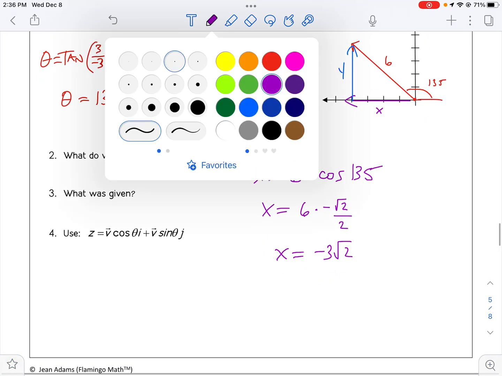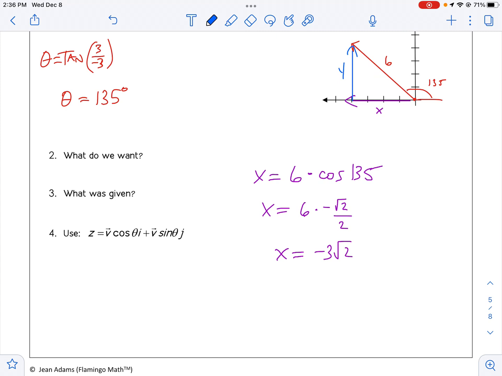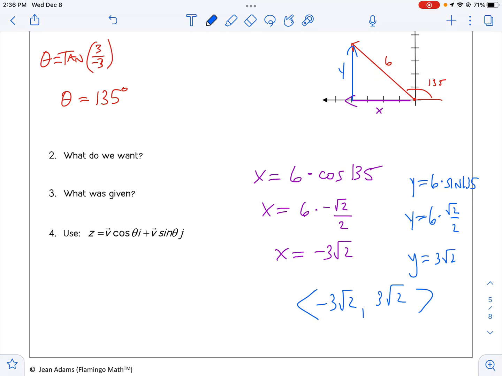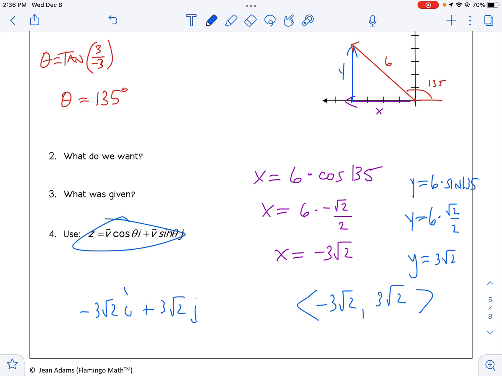And then my y component would be found very similarly. My y component is going to be 6 times the sine of 135. So y is going to be 6 times positive root 2 over 2. So the y component here is going to be 3 root 2. So my vector itself would be negative 3 root 2 comma 3 root 2. I also could have obviously used decimals for that as well. Now if I was writing it in component form, I would say negative 3 root 2 i plus 3 root 2 j, I think is how they have it pictured here.